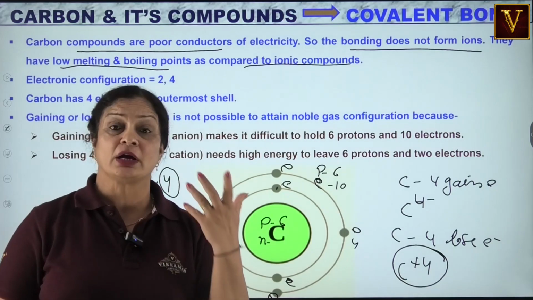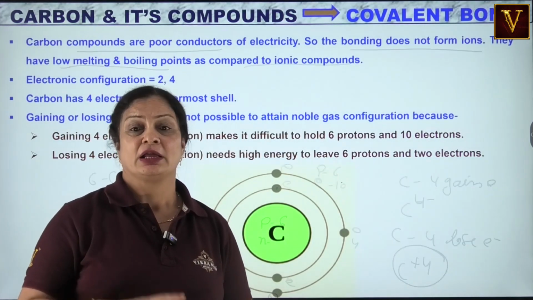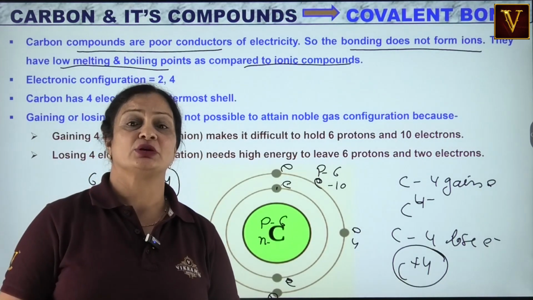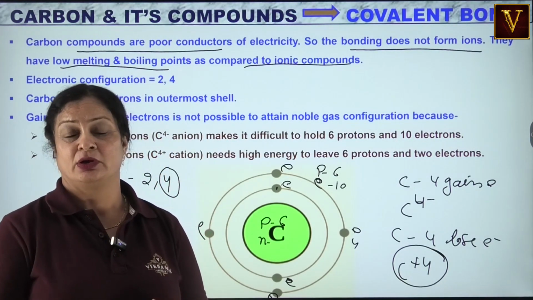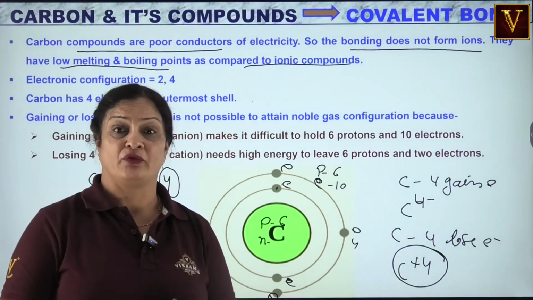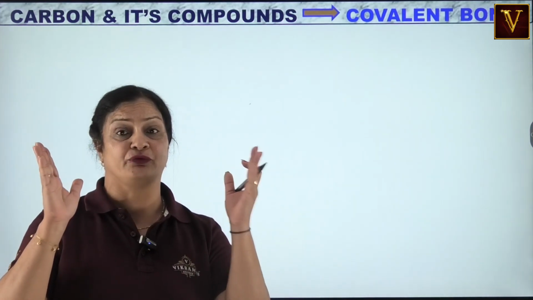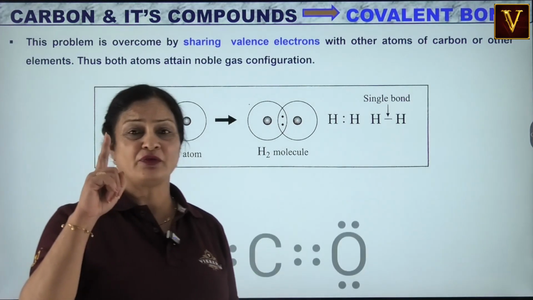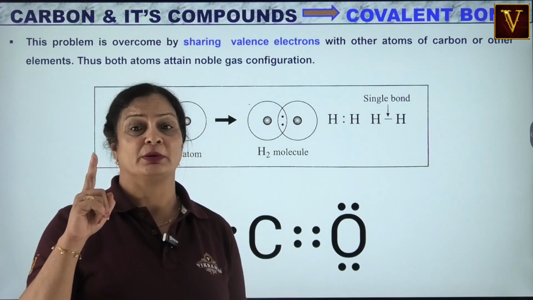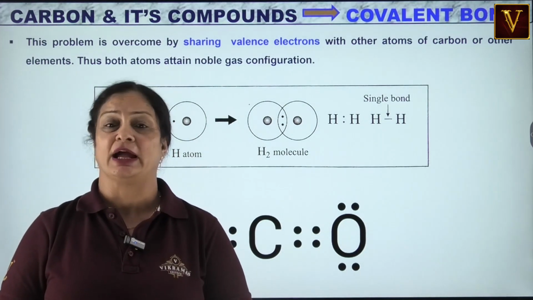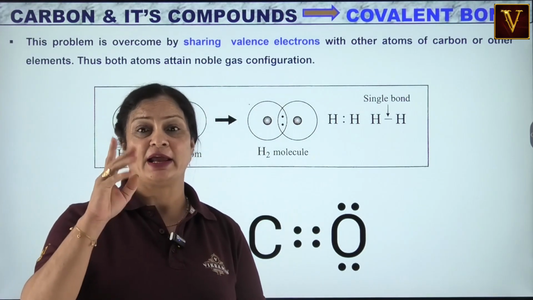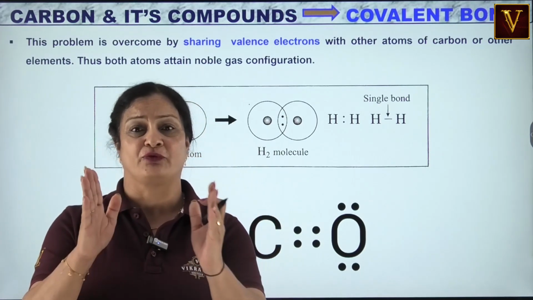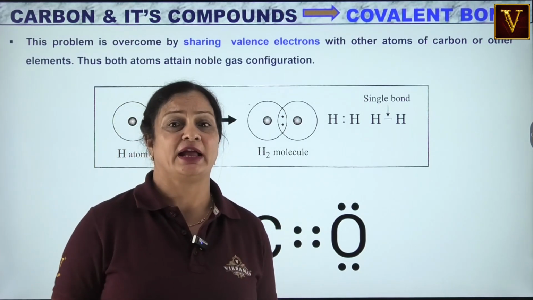So how does carbon attain noble gas configuration? Carbon attains noble gas configuration by sharing of electrons. What do you mean by sharing of electrons? Which type of bond forms after the sharing of electrons? The bond which is formed by the sharing of electrons is known as a covalent bond. Covalent bond means the bond which is formed by the sharing of electrons.